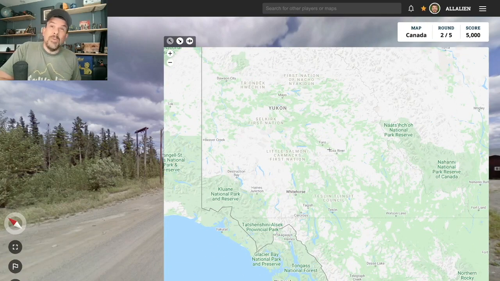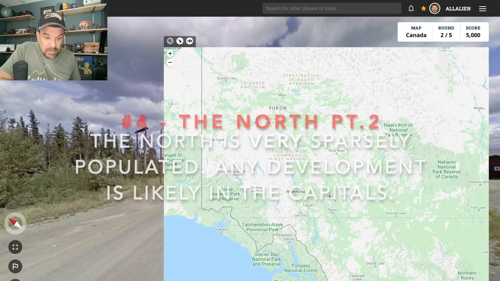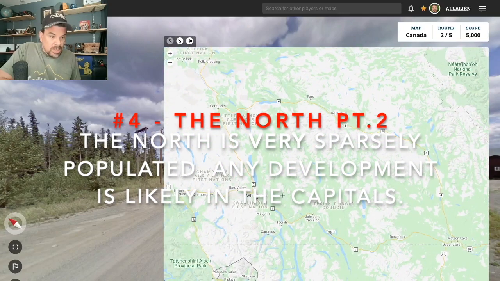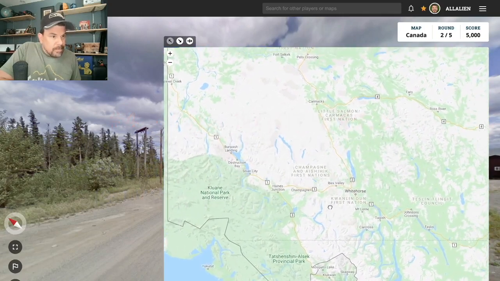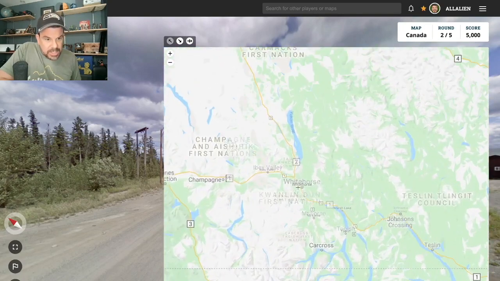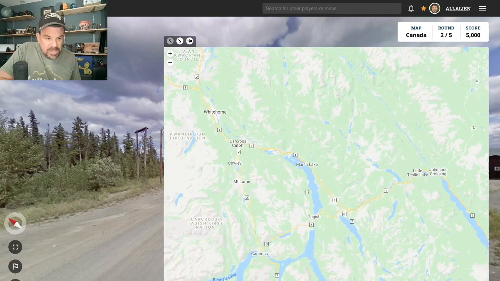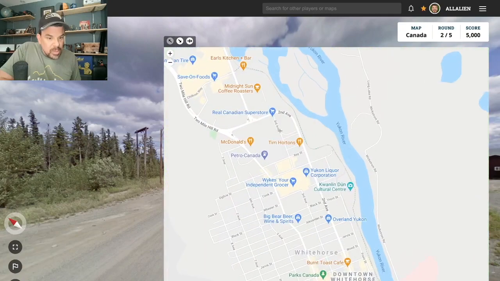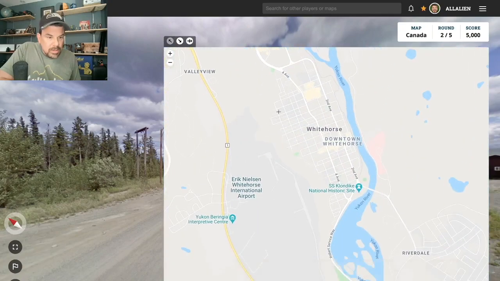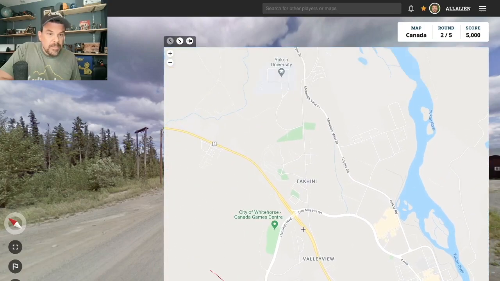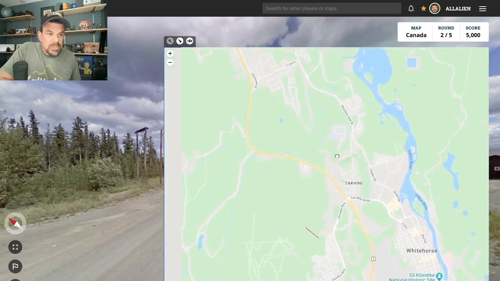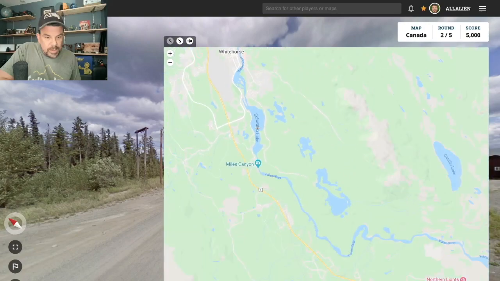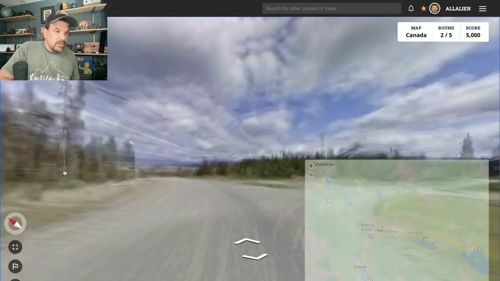Only, if I'm correct, about 30 or 40,000 people live in the entire territory. There aren't going to be any huge cities. Whitehorse is the capital. I haven't heard of Taylor, but that doesn't mean that it's not a place. But it could also be part of Whitehorse, and it could just be a name of a little business district. It might not be anything more than that. Let's see if we can find another clue.